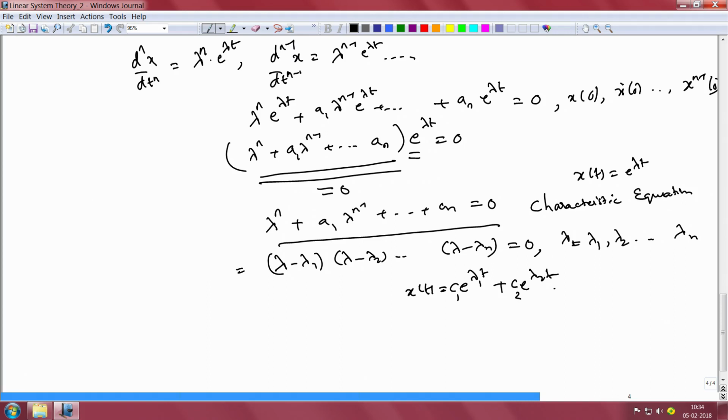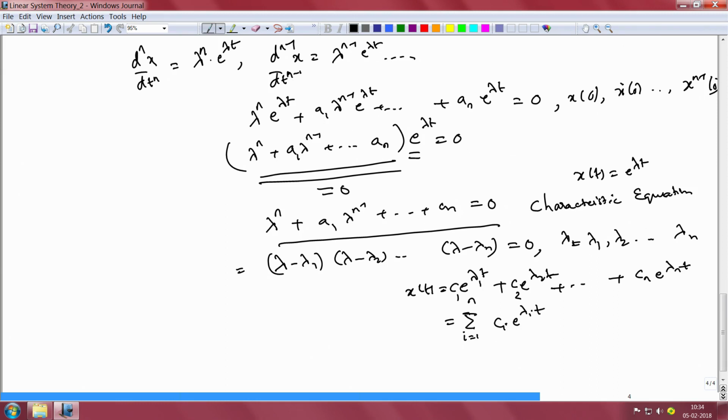More generally we have n roots, lambda 1 to lambda n. So C1 e power lambda 1 t plus C2 e power lambda 2 t and so on and so forth up to Cn e power lambda n t is a general solution to the homogeneous linear time invariant differential equation. And I shall write this in a more compact form as x of t is equal to sigma i going from 1 to n Ci e power lambda i t.